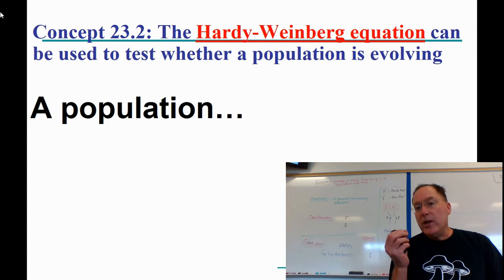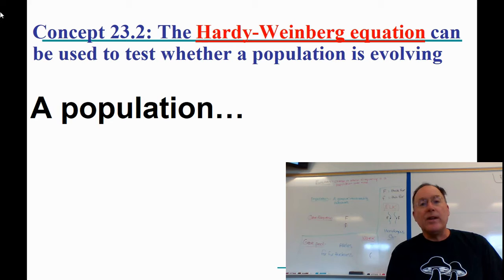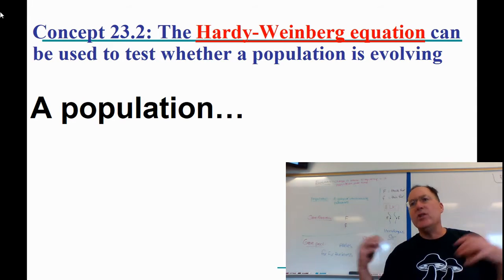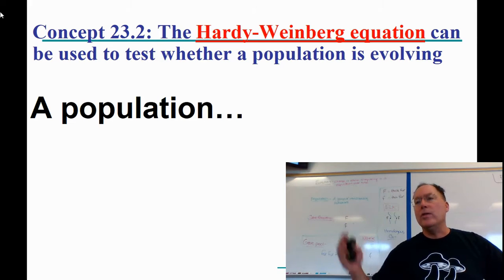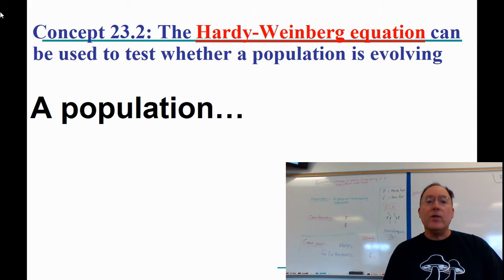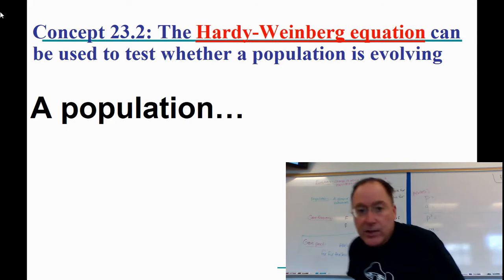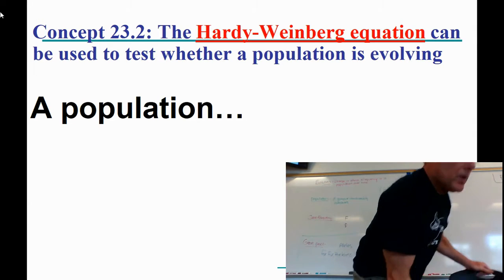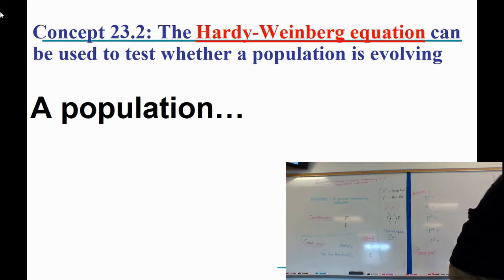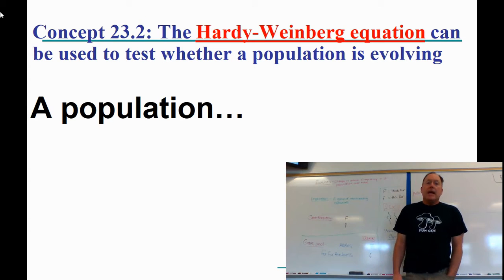Well, the idea is this: we can use math to determine whether or not a population is evolving. Someone could just anecdotally say, oh, that population has changed over time or evolved through natural selection. And then, of course, your answer always to them would be, prove it. So let's use math. It's called the Hardy-Weinberg equation, and it can be used to test whether a population is evolving.